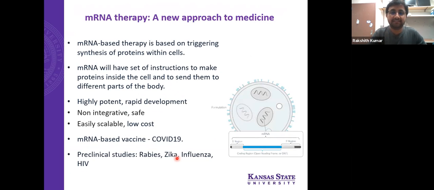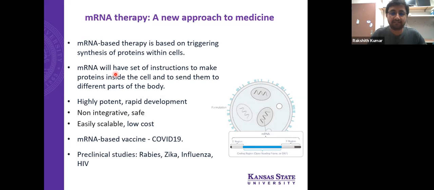And to mitigate these two models of liver injuries, they have used mRNA therapy. mRNA-based therapy is a new approach to medicine. It is based on triggering the synthesis of proteins within the cells. mRNA will have a set of instructions to make proteins inside the cell and send them to different parts of the body. And this technology is highly potent and can be rapidly developed because there is no need for any propagation of cells, vectors, or any other things.